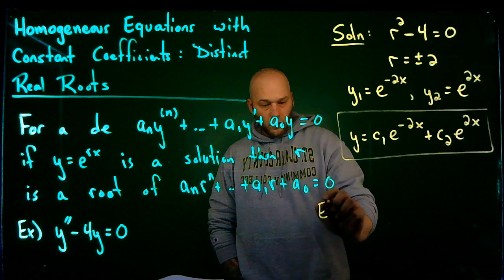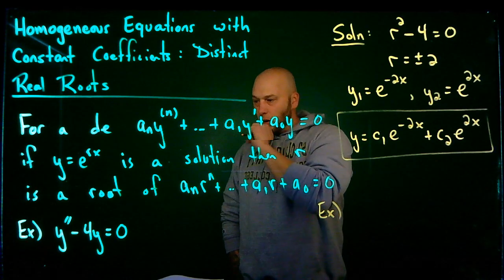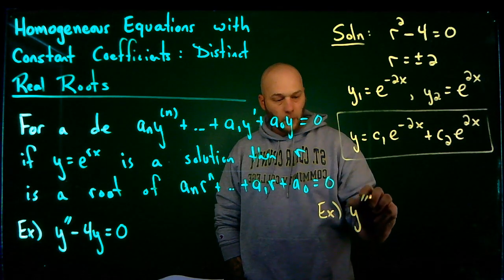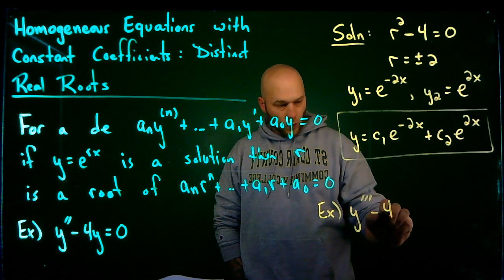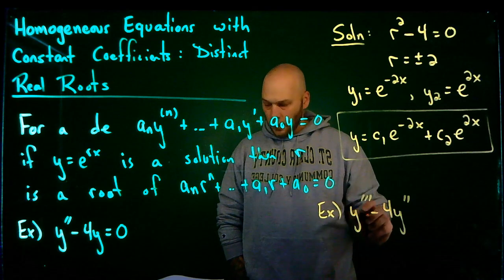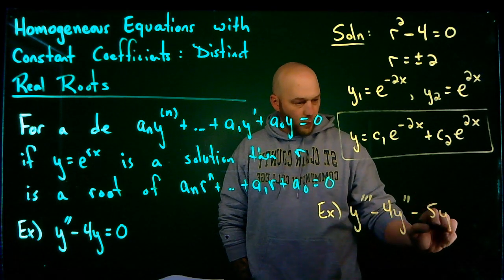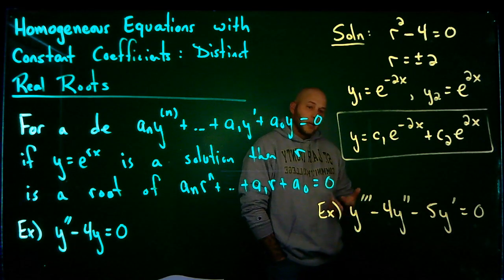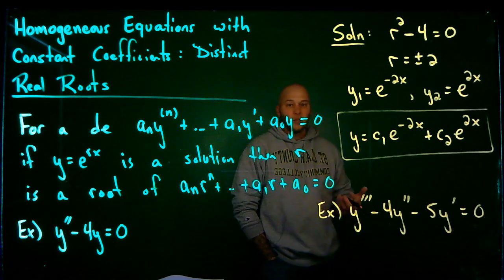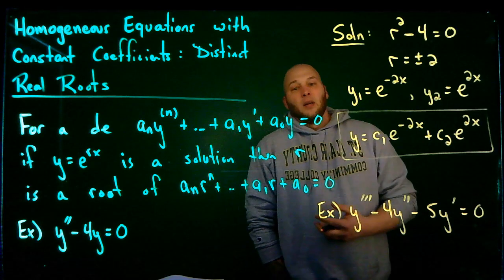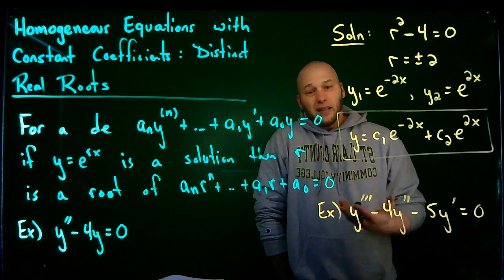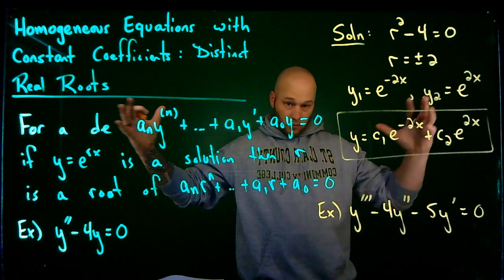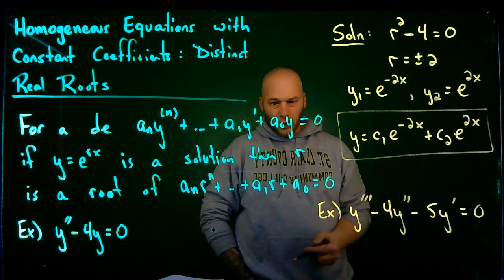Let's say I give you, let's see, this was a second order equation. Let's do a third order equation. Let's say y triple prime minus 4y double prime minus 5y prime is equal to 0. So this is a third order constant coefficient linear differential equation. Yikes. But it's really not that bad to solve, right? It's the type of equation that just sounds ginormous, but it's pretty straightforward to solve.